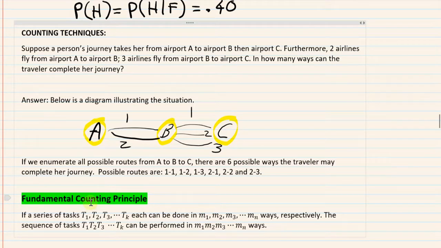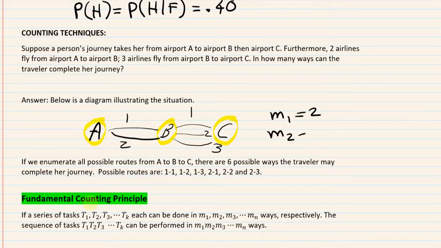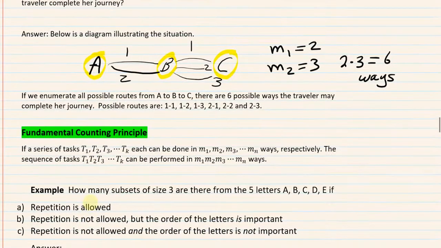So in this made-up example of mine, M1 is 2, and the second task can be done in 3 ways. So M1 times M2 is 6 ways to do this, and these are the 6 routes, the 6 ways of completing that journey.